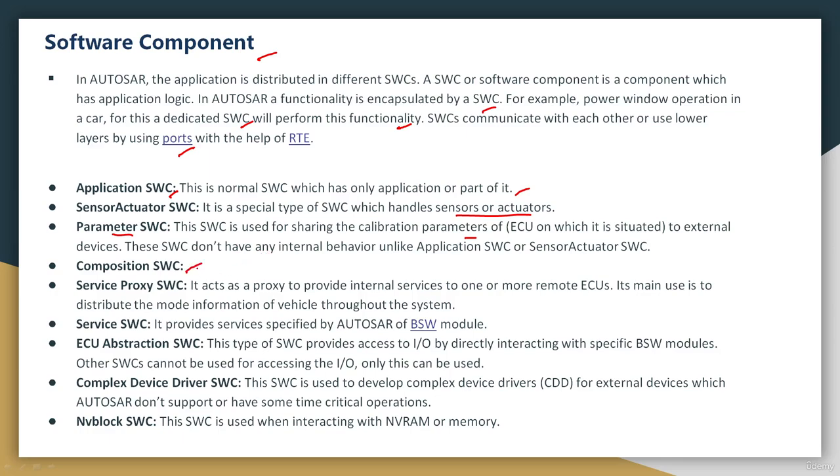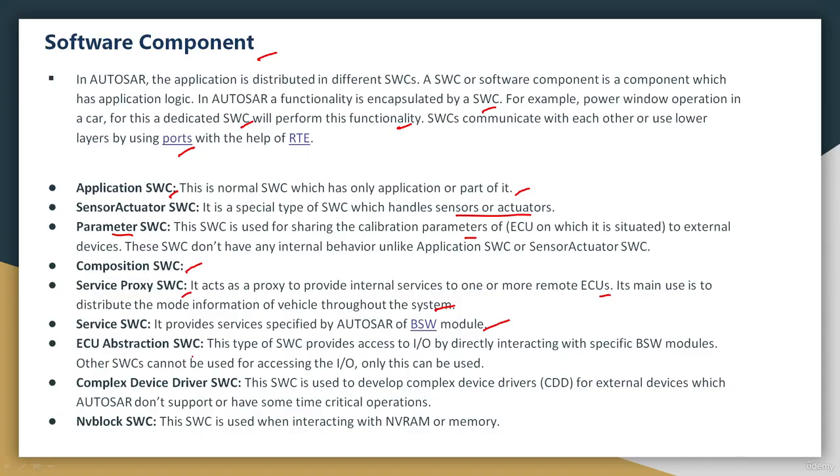Next is composition software component. After that, service proxy software component. So it is a proxy to provide internal services to one or more remote ECUs. Its main use is to distribute more information of vehicle throughout the system. Next is service software component. So it provides services specified by AutoSAR or BSW modules. So for each of the main BSW modules, we will have a specific service component. For example, for DEM module, we have a DEM service software component which will have services like setting of event status or setting of some freeze frame data.